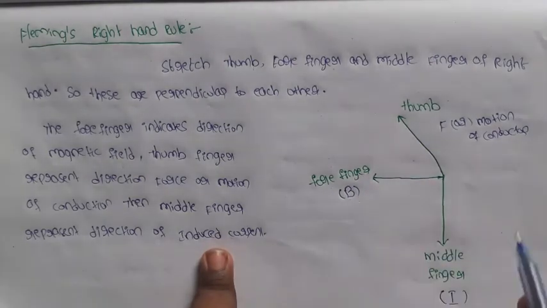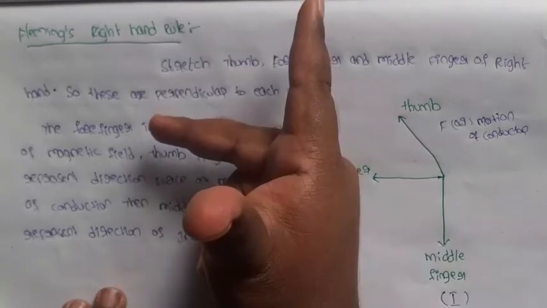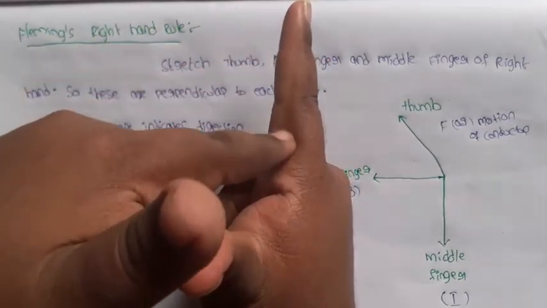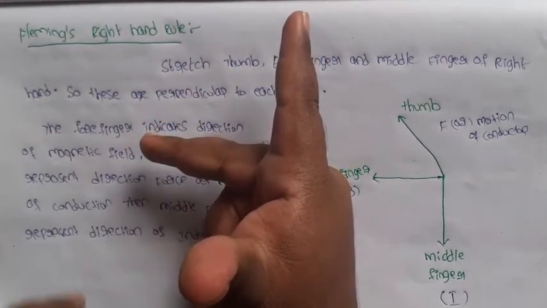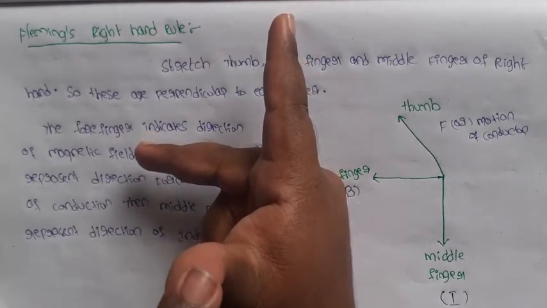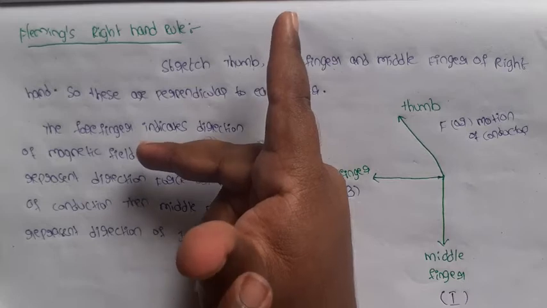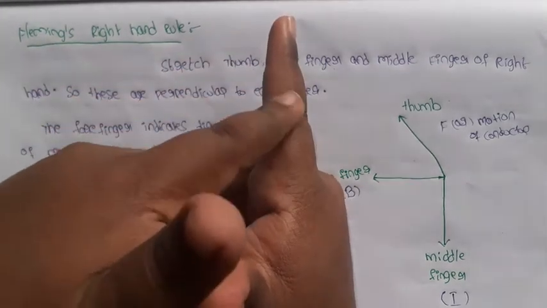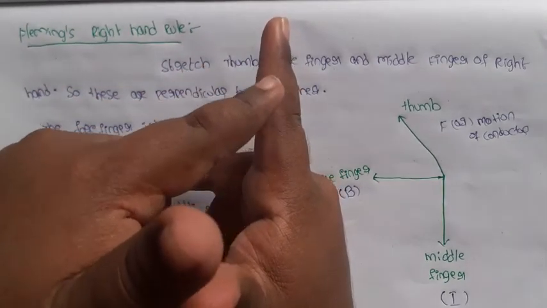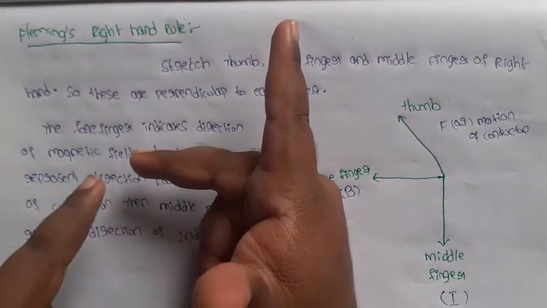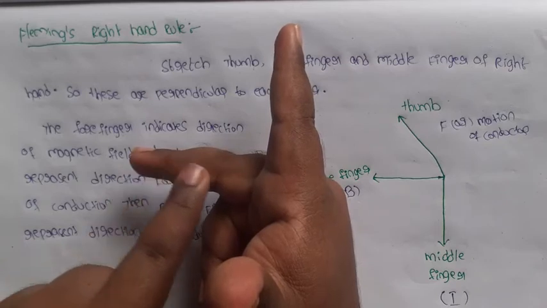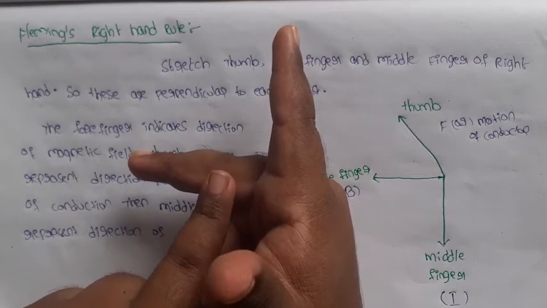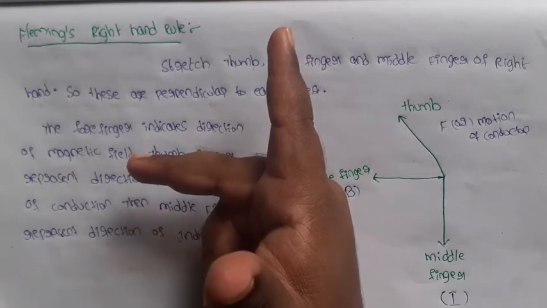So thumb finger, forefinger, middle finger. This is your basic diagram. The thumb finger shows the direction of the force acting on the conductor or motion of the conductor. The forefinger represents the direction of magnetic field. This finger is called the middle finger. It shows the direction of induced current in the conductor.